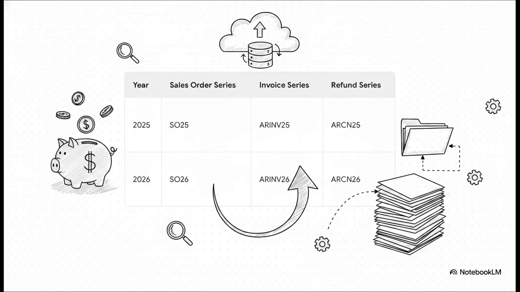As we finalize these launch parameters, we basically have to tell the system where to file everything. Thankfully, the underlying naming logic is super simple, so you never have to guess. If you're billing in 2025, your sales order series is simply SO25, and your invoices are ARINV25. Billing next year, you just step the numbers up to 26.